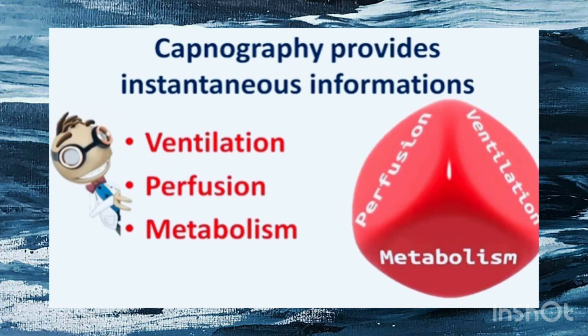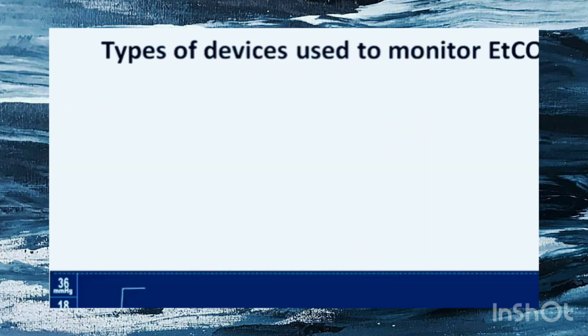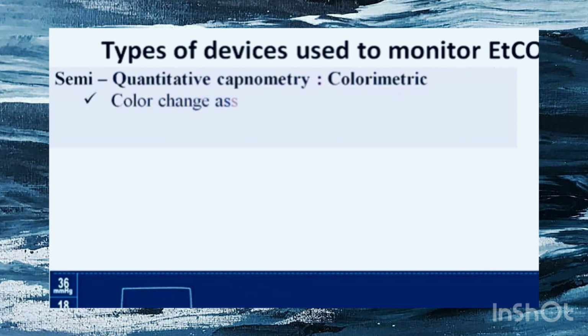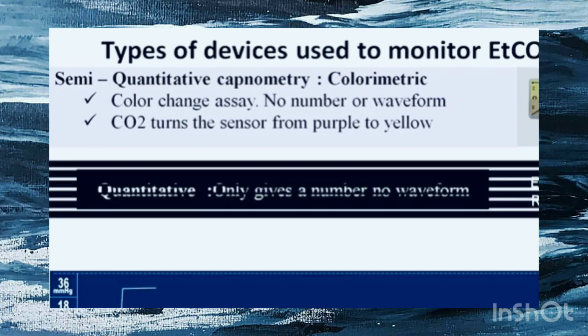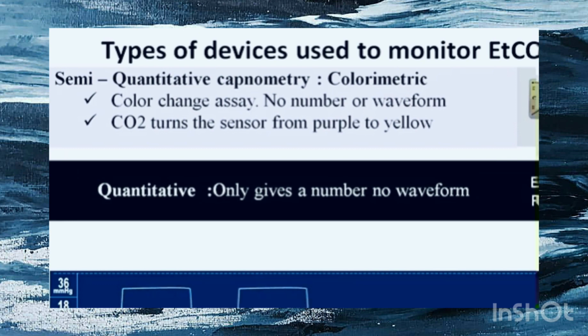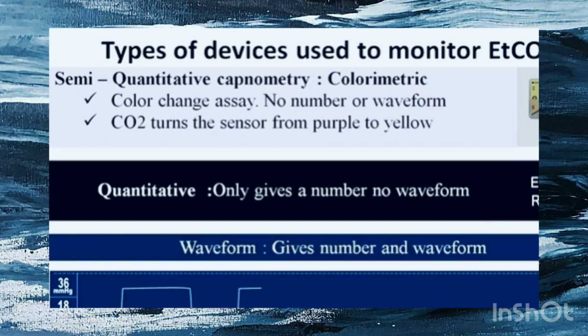Now, let's discuss the types of devices used to monitor EtCO2. Semi-quantitative capnometry, under which comes colorimetric EtCO2 detector. It contains color change assay, that is purple, tan, and yellow. There is no number or waveform in this, and it only explains if there is EtCO2 or not. Next is quantitative capnometry, which only gives number and there is no waveform, and the other is quantitative capnography, which gives both waveform and number as shown in this picture.